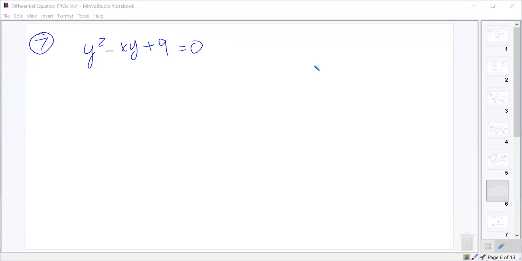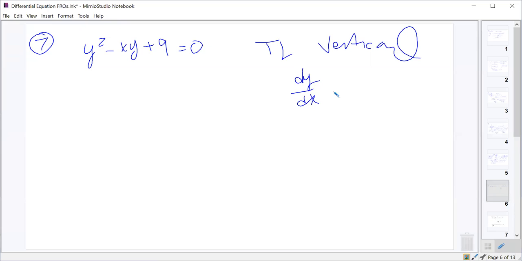Okay. All right, so we want to know when the tangent line is vertical. The tangent line will be vertical if the derivative is undefined. So all we need to do is take the derivative of this and see when it's undefined. Since this is not an explicitly defined function of y as a function of x, we have to do it implicitly.